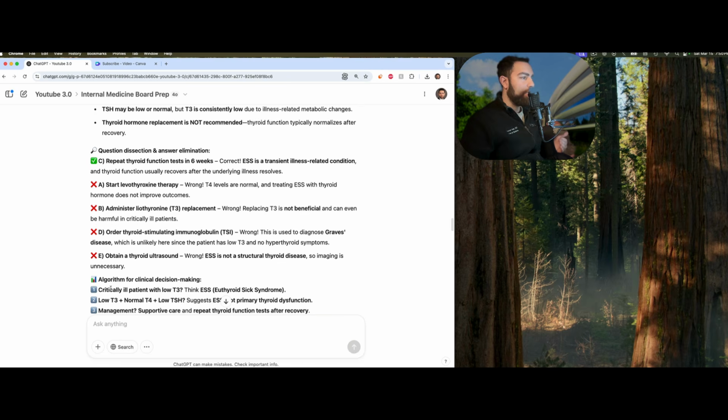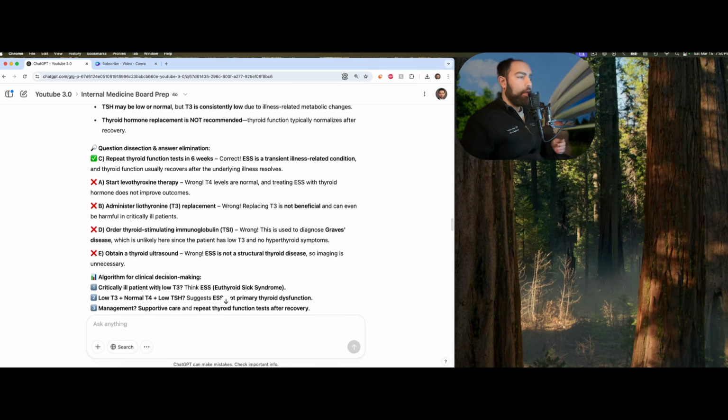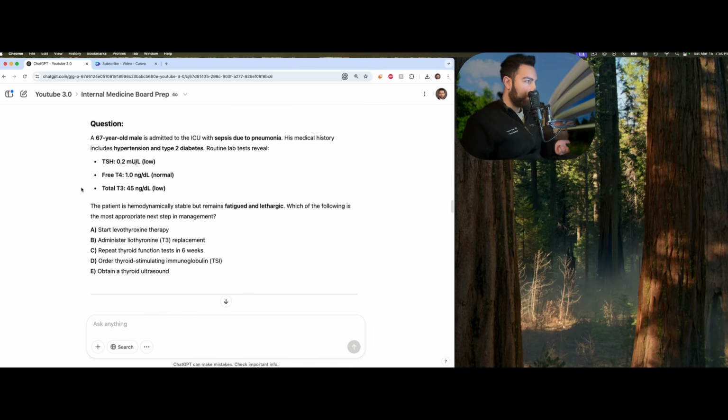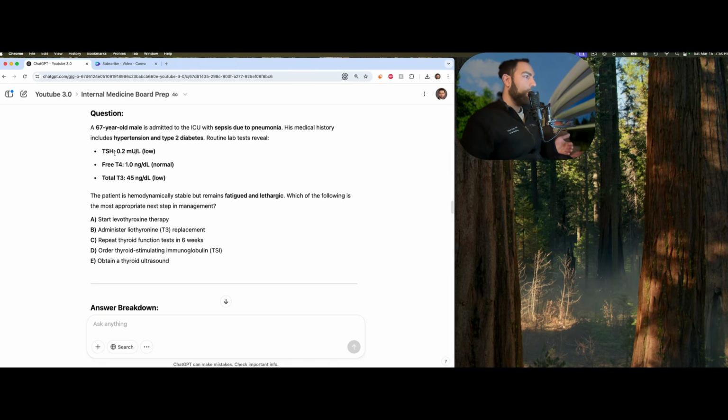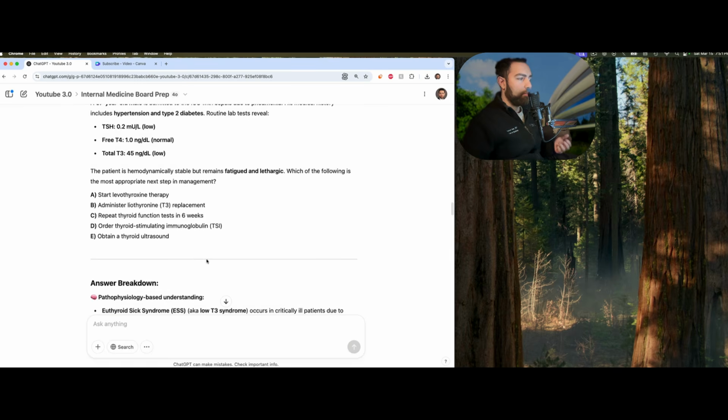So the algorithm is: if you see a critically ill patient with low T3, you want to think about euthyroid sick syndrome. Low T3, normal T4, and a low TSH, which in this case were all given to you. Sometimes they may not give you that and ask what you're going to do in this case. Then you would have to order a total T3 yourself. But this question was kind enough to give you T3. So once you see the suppressed TSH with a normal free T4, and you got your low T3, then you have officially diagnosed euthyroid sick syndrome.